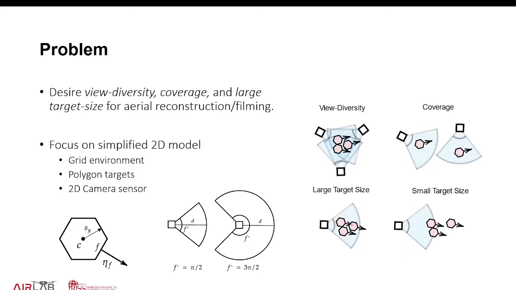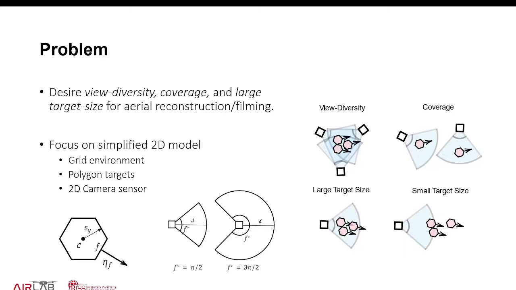And we'd also like coverage. So ideally, there should at least be one robot viewing each target, or one or more robots. And we'd also like large target size. So if the targets are too far away, we kind of assume that they'll perform poorly on whatever metric we're interested in, whether it be just cinematic quality or reconstruction. We would like them to be relatively large on the sensor.